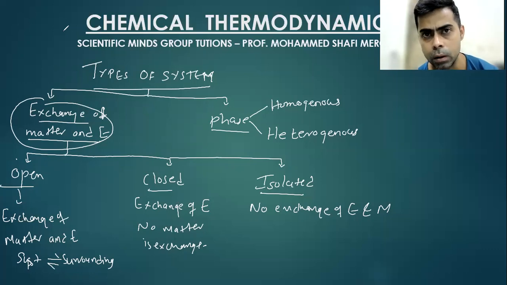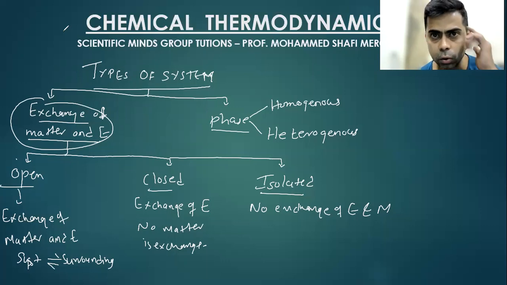But tell me, whichever thermos you have taken, can it keep the hot water hot for the entire year? You say no. So it means that if the thermos cannot keep the hot water at the same temperature for a longer time, there will be some exchange of energy. So we can say that no system in this universe is perfectly isolated, except one. And what is that? The universe itself. Make note of this point: the universe is an isolated system.